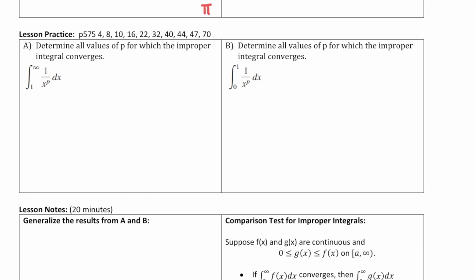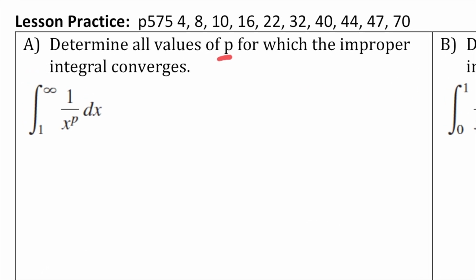Next, we're looking at our lesson practice. We're going to determine all values of p for which this improper integral converges. So we're trying to generalize some ideas. Question B, we're going to go from 0 to 1 and figure out where they also converge. So start by rewriting the problem using your limit notation.